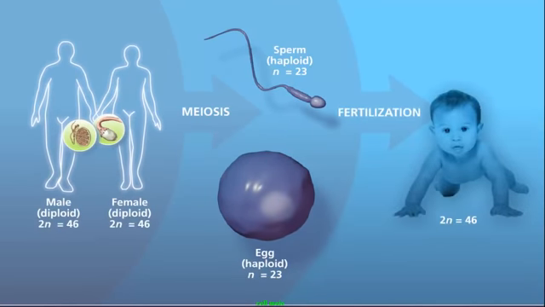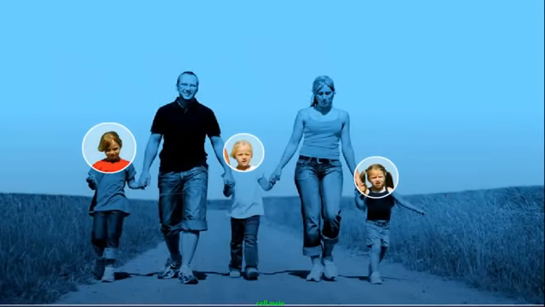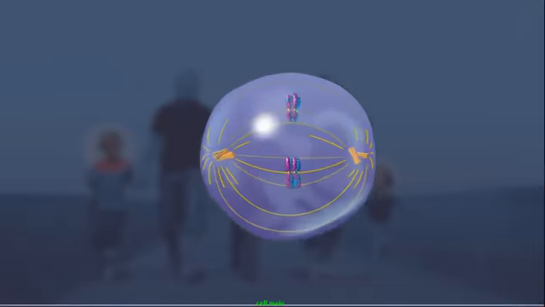The child receives half its chromosomes from its mother and half from its father. Because men and women produce millions of gametes and the selection of gametes in fertilization is random, this contributes to genetic diversity. This explains why a child isn't identical to either parent. But why aren't siblings identical? The diversity comes from several sources.